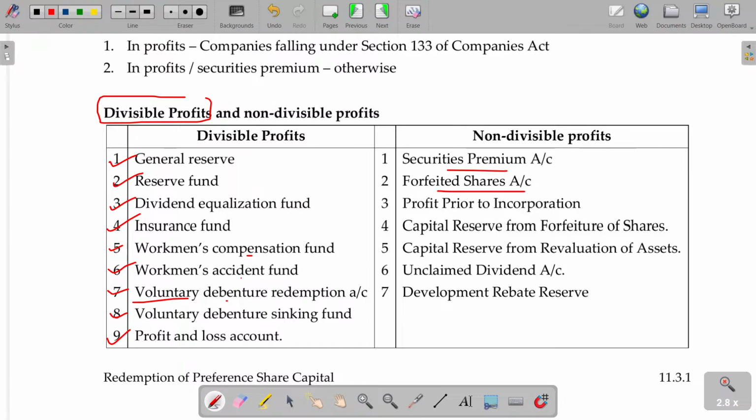Securities premium, forfeited shares capital reserve created after selling the shares from forfeiture of shares will not be divisible profit. Profit prior to incorporation, capital redemption reserve that we create now, capital reserve from revaluation of assets, unclaimed dividend if any, development rebate reserve. These are called non-divisible profits.